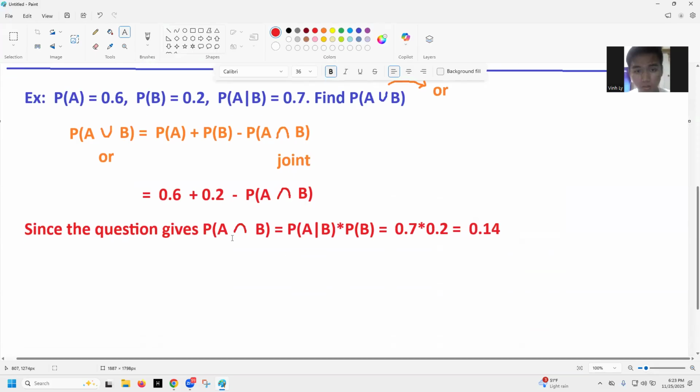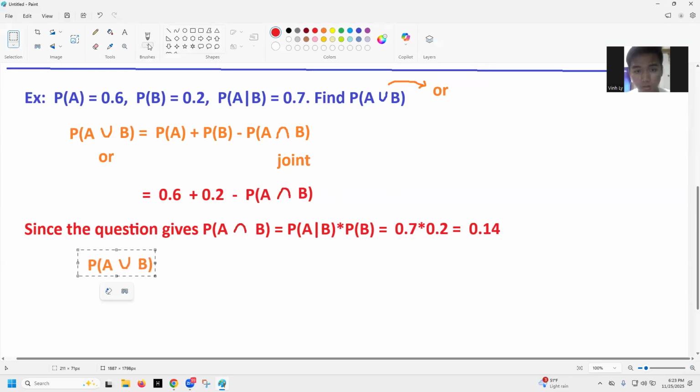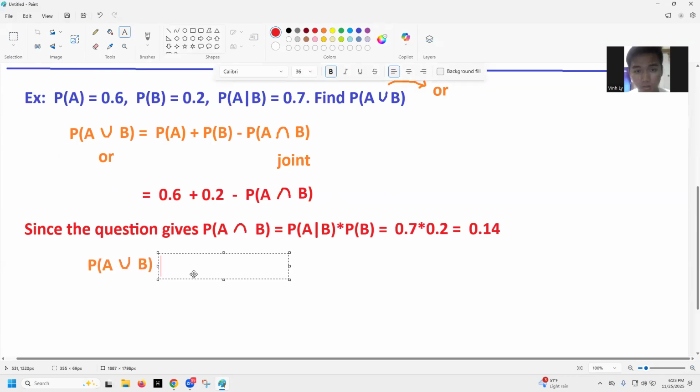So we can compute the probability of A and B by simply multiplying out the conditional probability of A given B. That one is kind of hard. I hope that you don't see this question on the final exam. I haven't decided yet. Let me double check that. So I'm gonna take 0.6 plus 0.2 minus 0.14. So that's equivalent to 0.66. So that's the final answer.